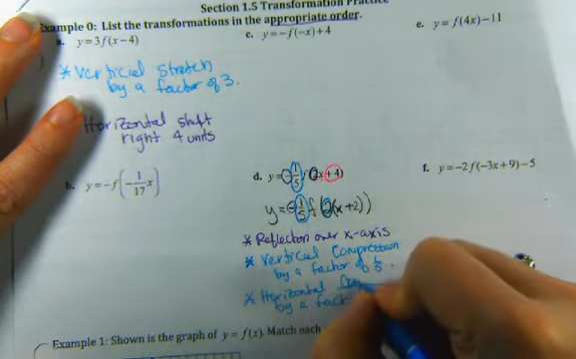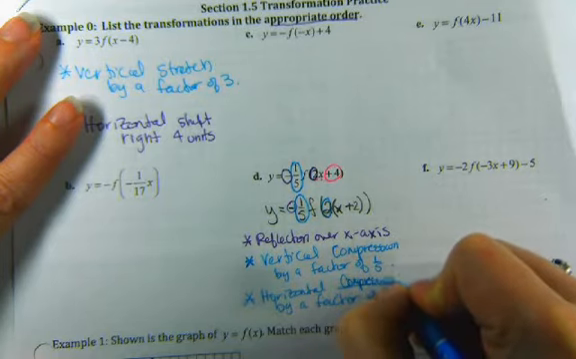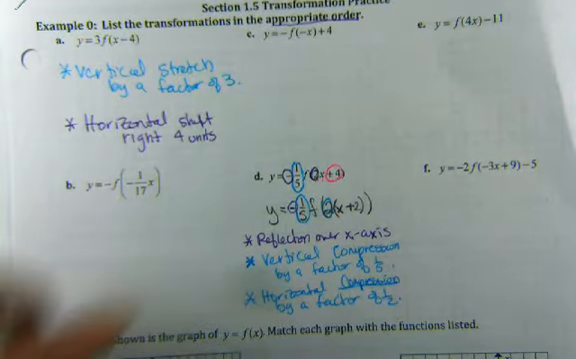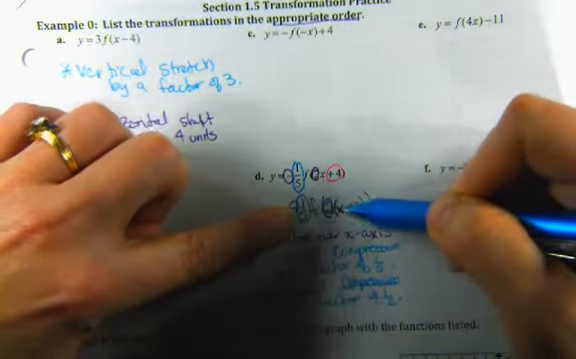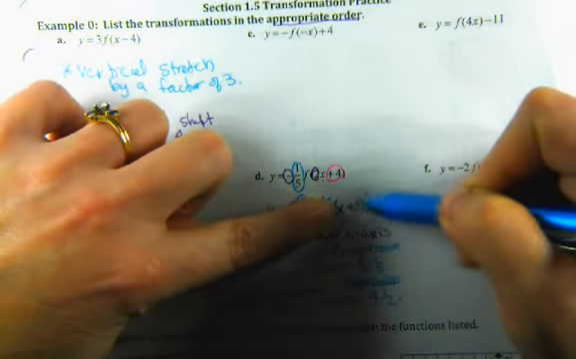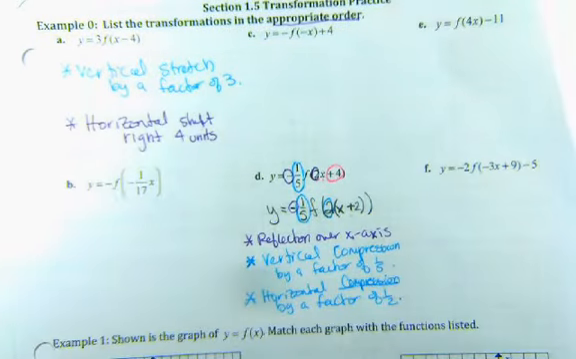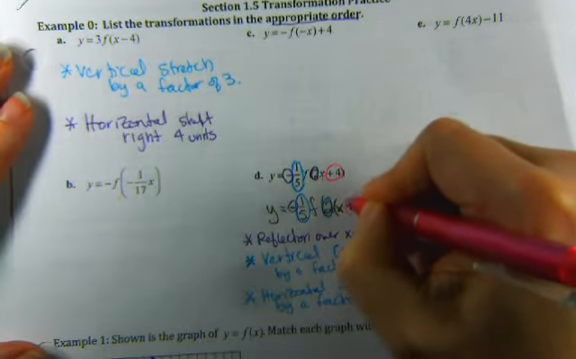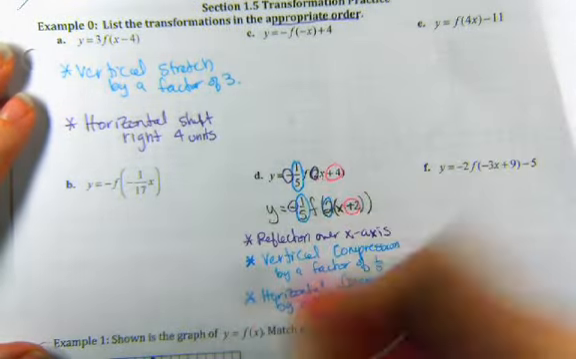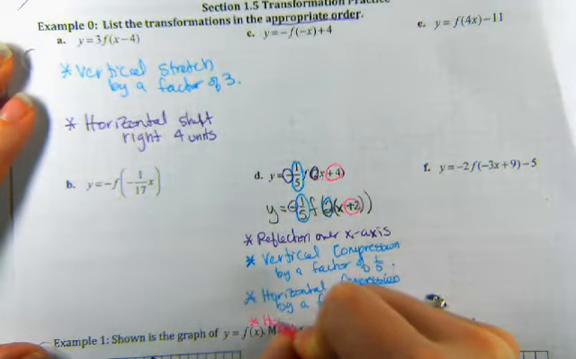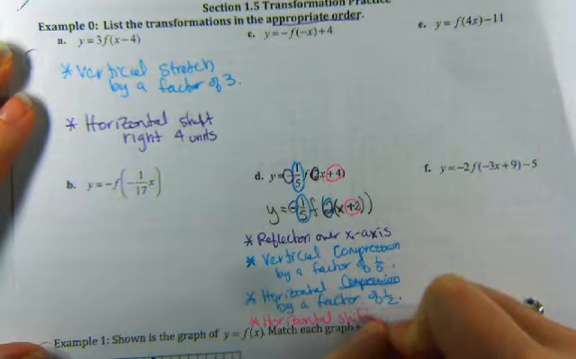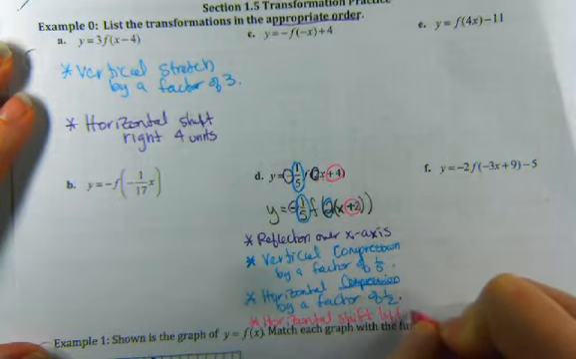So now I've got reflections, stretches and compressions, and now I have one more transformation left, and that is going to be my shift. And because it's touching the x's, it is a horizontal shift. So this is a horizontal shift left 2 units. And here are all the transformations when I'm given function notation in the appropriate order.